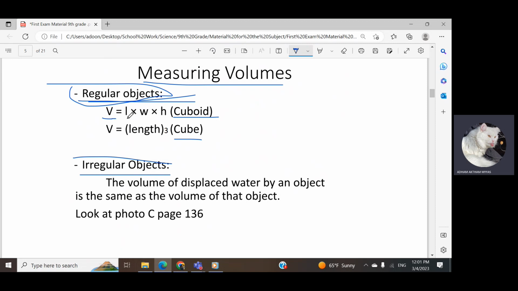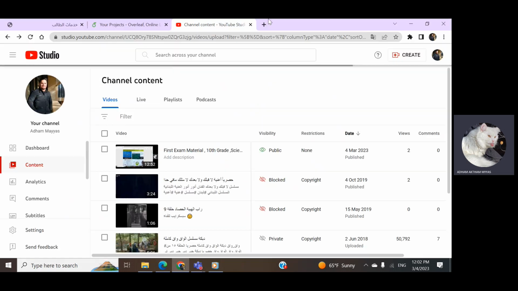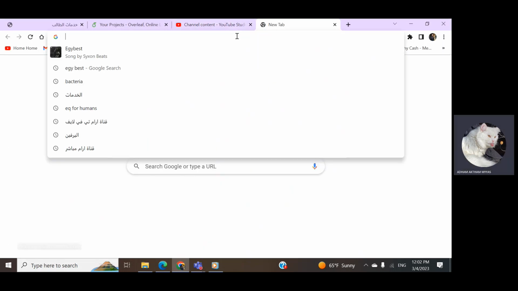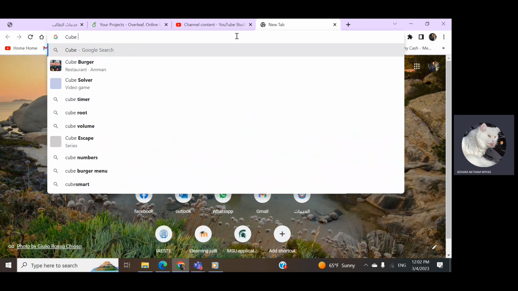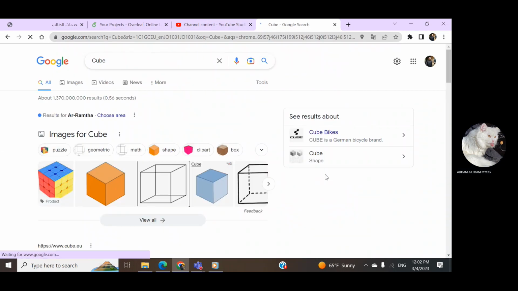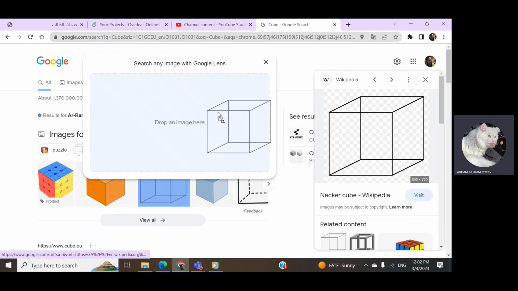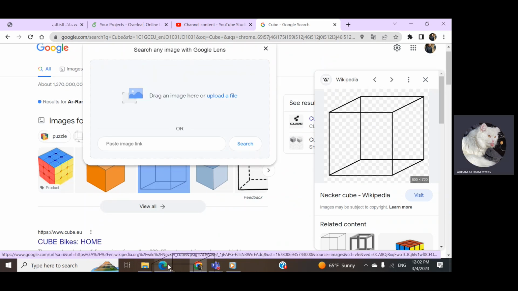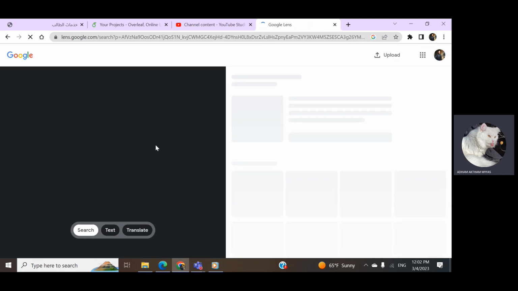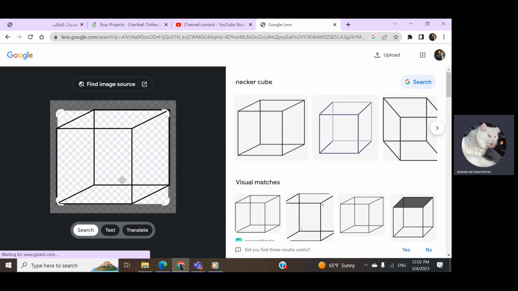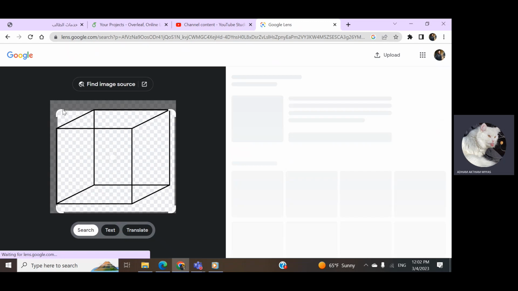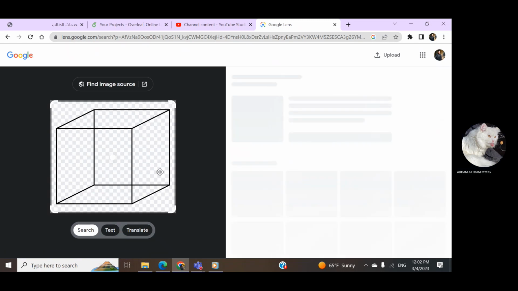We can see here the cube object, it's like this. If we write cube, you can see it more clearly. And this is the cube that we have. If I look at the cube like this, we can see that it has the same length for all the sides of the cube.